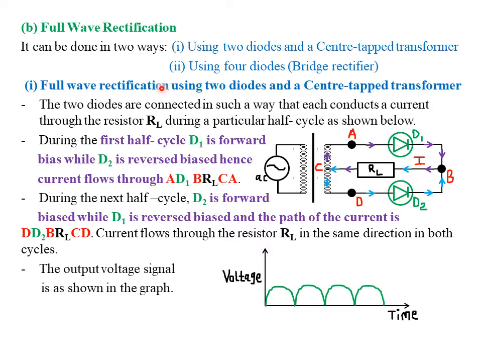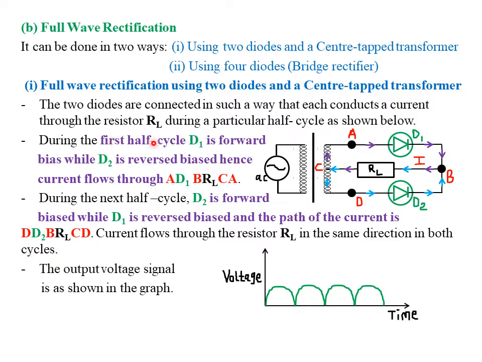We start by discussing the first way, which is full wave rectification using 2 diodes and a center tapped transformer. You can see these are our 2 diodes, D1 and D2. Then of course this is our center tapped transformer. The 2 diodes are connected in such a way that each conducts a current through the resistor load during a particular half cycle, as shown in the diagram below.